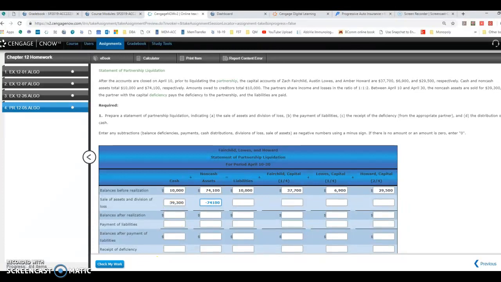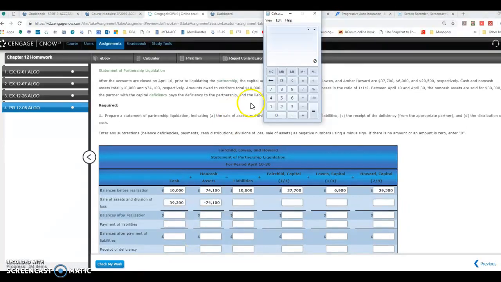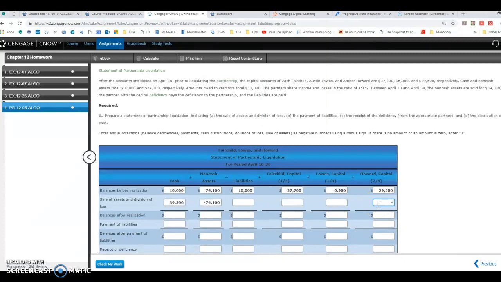Okay. Now, let's bring up the calculator again. If we had a carrying value of $74,100 and we only got $39,300 out of it, then we have a loss of $34,800. We've got to take this loss and allocate it to the three partners based on their income sharing ratios. And it tells us you've got 1/4, 1/4, and 2/4. So Howard is going to get 2/4 or half of that. So I'm just going to divide it by 2 and get his half. Howard is going to have to reduce his capital account by $17,400.